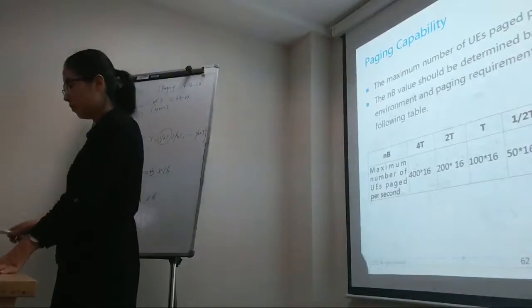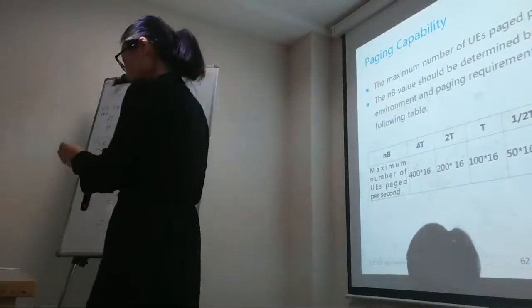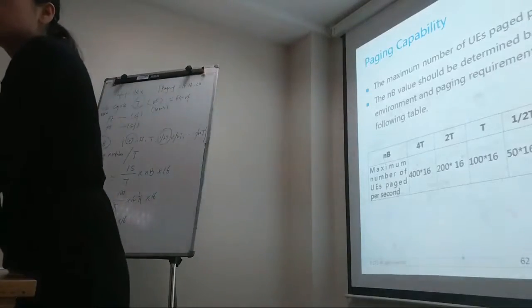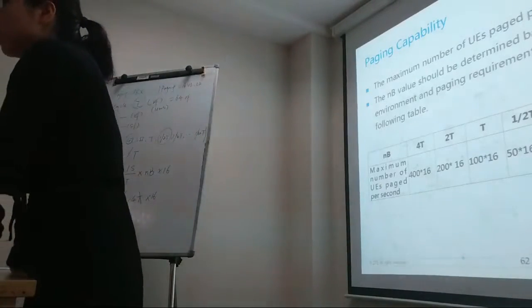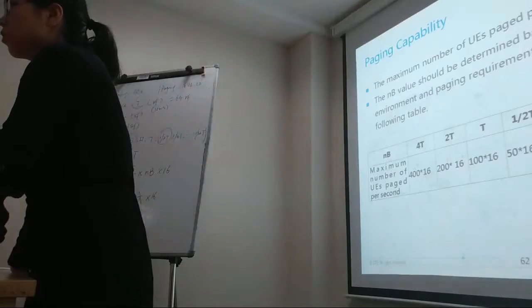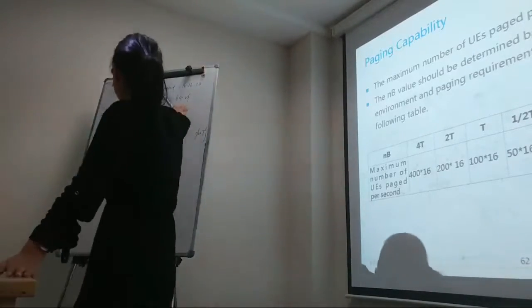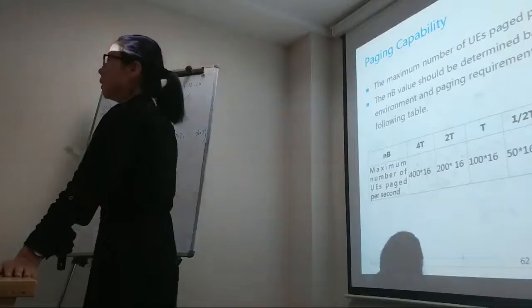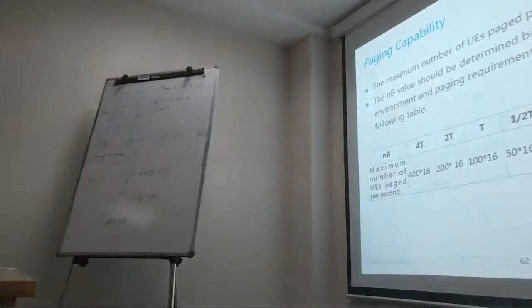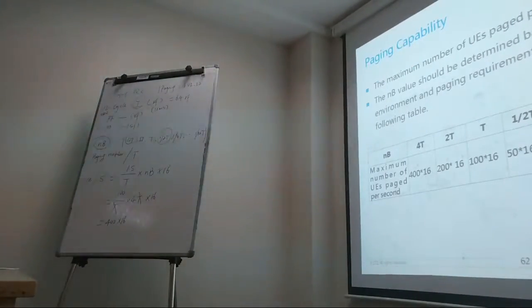Question: where does the 16 UE maximum come from? Is there any related configuration for 16? We can configure these 2 parameters, 1T and 1NB. But the 16 UE, this one is not configured. It's fixed.